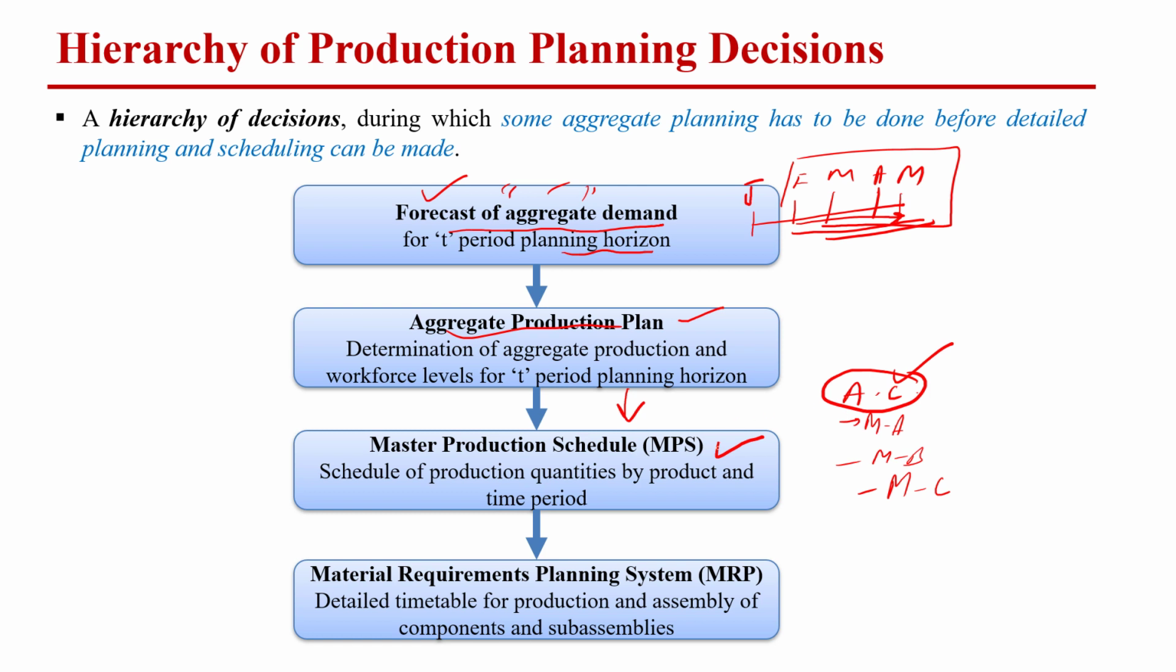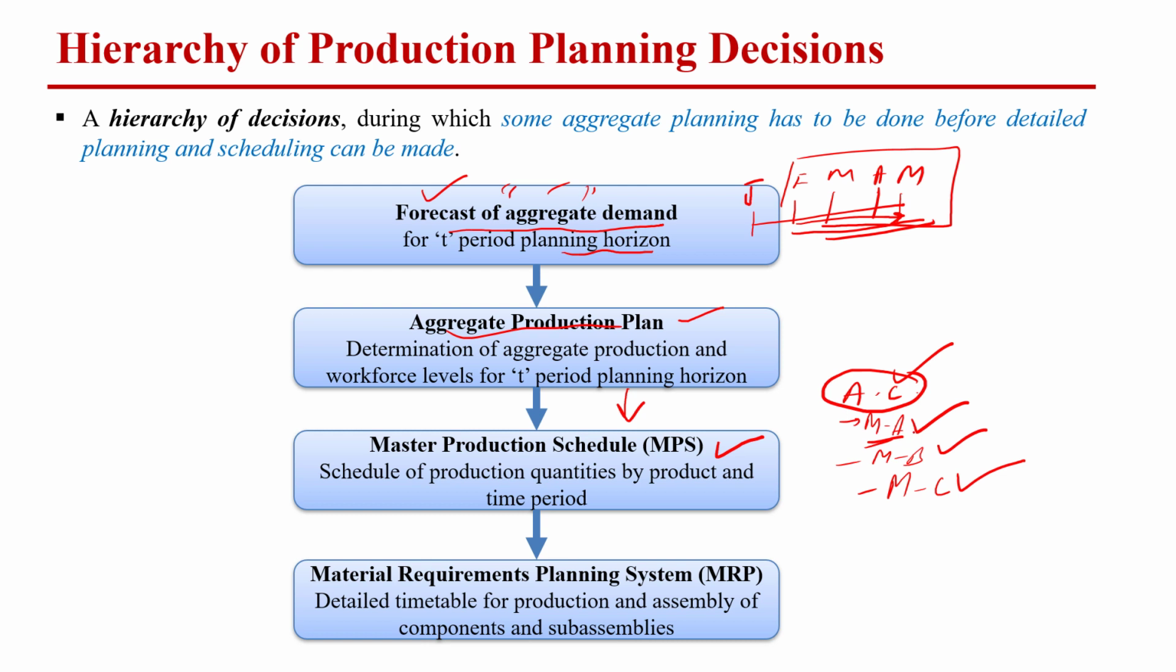Whereas in a master production schedule, we are going to develop for model A separately, for model B separately, for model C separately, right? For every SKU, we are going to decide in a master production schedule how much of model A we are going to produce in a particular week. Usually in a master production schedule, we use a time frame of a week.